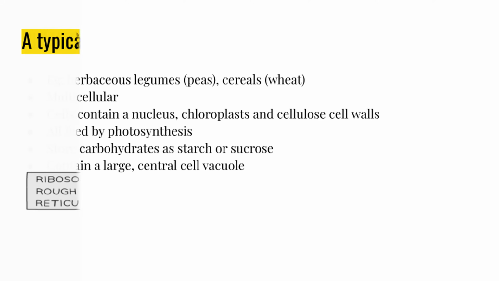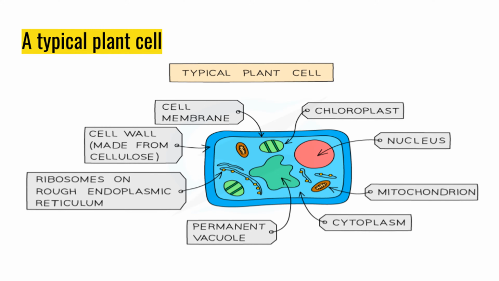They also contain a large central cell vacuole, as you can see on this diagram here. This is a typical plant cell that contains chloroplasts where photosynthesis takes place. They also have a nucleus that controls the activities of the cell. They have a permanent large central vacuole. They have cytoplasm. They also have mitochondria, which is the site where respiration takes place. They have a cell wall made up of cellulose. They also have ribosomes found on the rough endoplasmic reticulum.